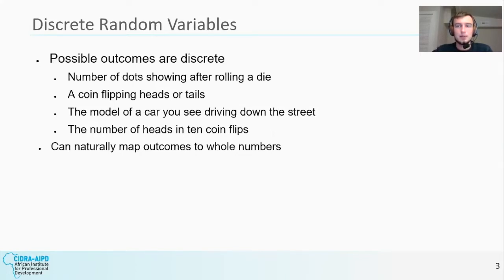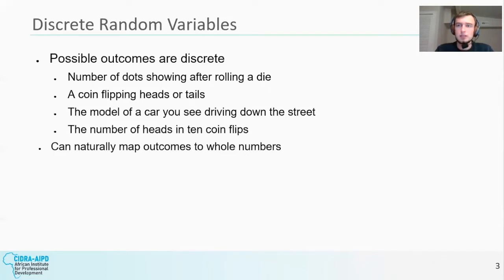So what makes a random variable discrete is that the possible outcomes are discrete. Discrete can be a kind of slippery term to define, but basically you can look at it and say, hey, it's this. It's not on a big range. So some examples are the number of dots showing after rolling a die. So it's going to be 1, 2, 3, 4, 5, or 6. You can look at those and know what those are.